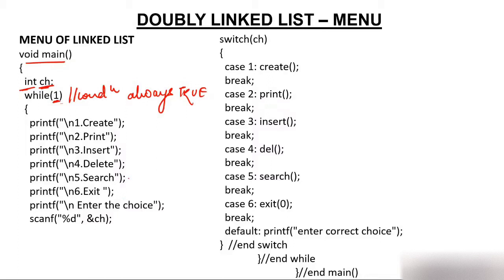Since I want to search, I'll press 5. The moment I press 5, ch will have 5, switch will have 5, and it will jump to case 5, and in case 5 we are calling a search function. So let's start and see the search coding.